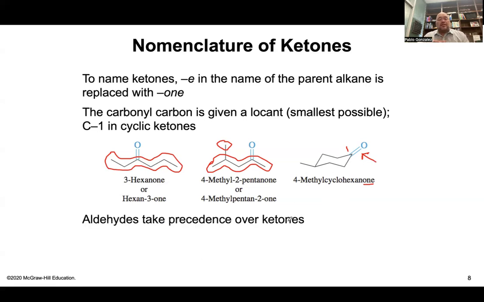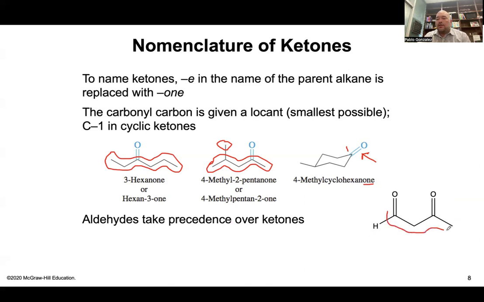Aldehydes take precedence over ketones. If we have a molecule that has both functional groups, the ketone and the aldehyde, and we need to name that molecule, the aldehyde is going to rank higher than the ketone. It's going to have more priority in that sense. So, for example, we have something like this. This one has 1, 2, 3, 4. We have here an aldehyde, and here we have a ketone. So the aldehyde is going to be more important than the ketone in the sense of the nomenclature.